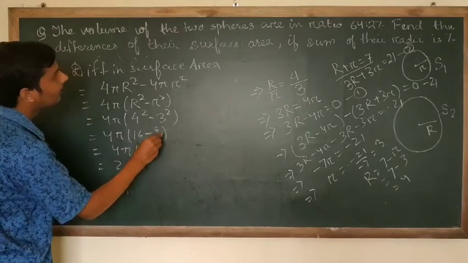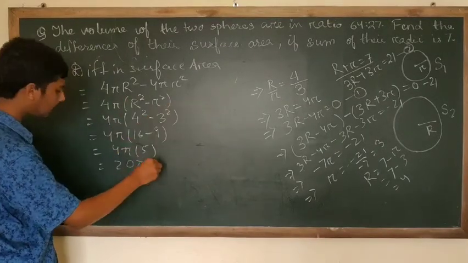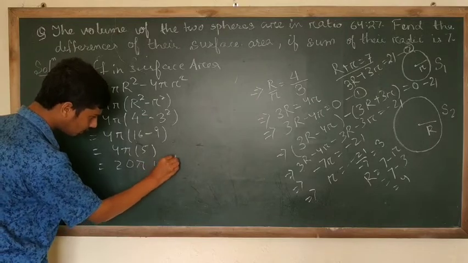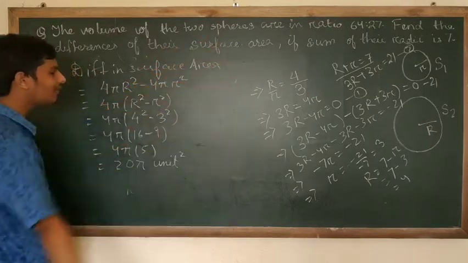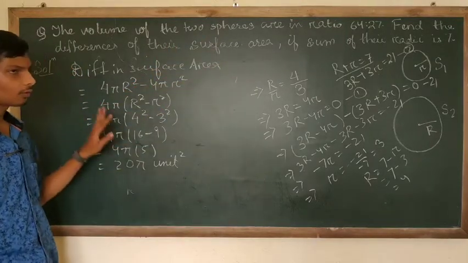It is an area, so the unit is square. There is no unit given, so you have to write unit square.